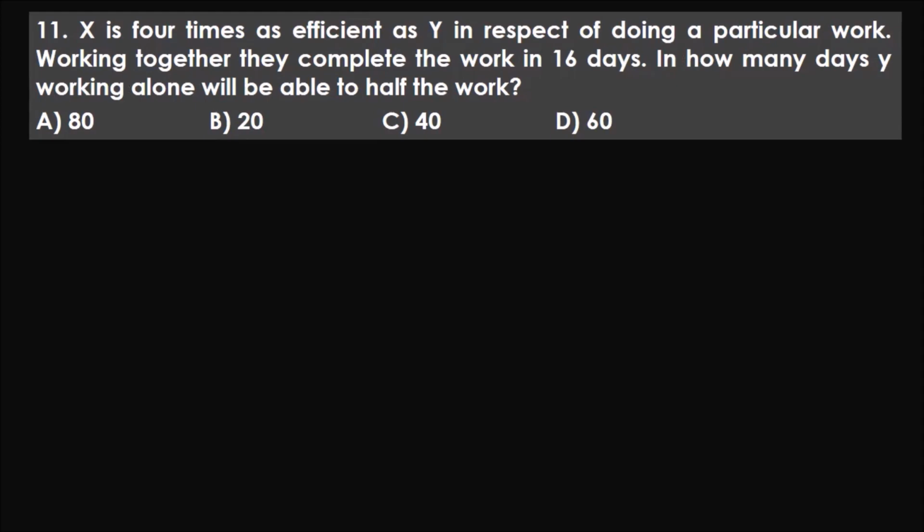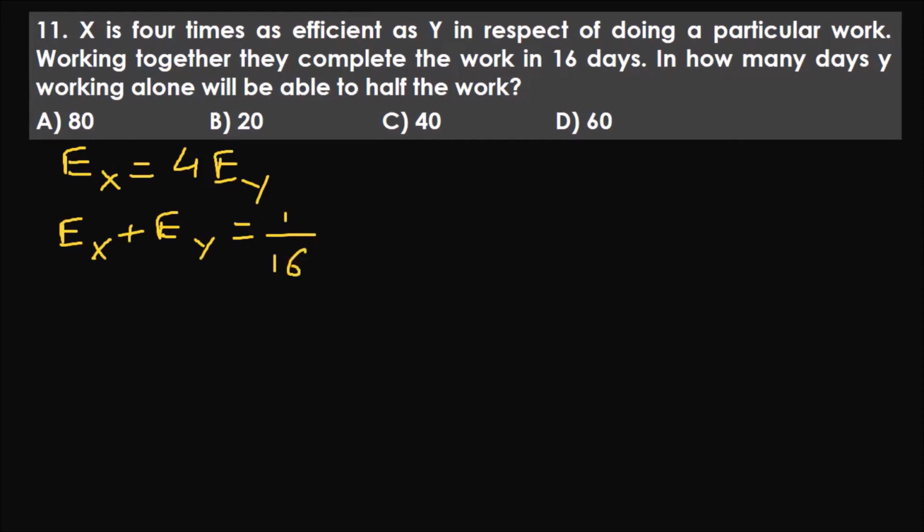Okay. Classic time and work problem. X is 4 times as efficient as Y. So efficiency of X is equal to 4 times the efficiency of Y. And they have told working together, they complete the work in 16 days. That means efficiency of X plus efficiency of Y equals 1 by 16. Now they have asked in how many days Y working alone will be able to do half of the work.